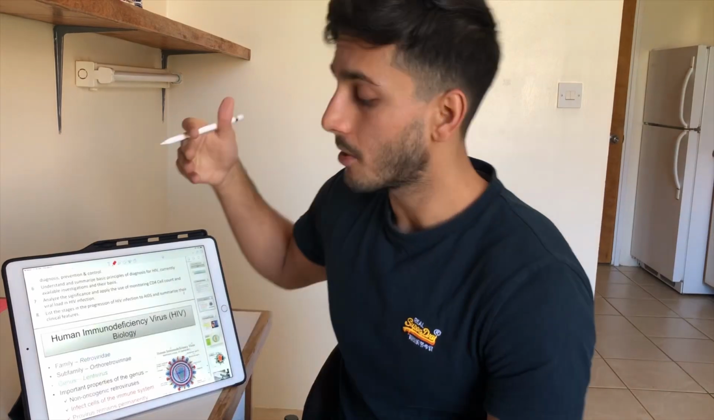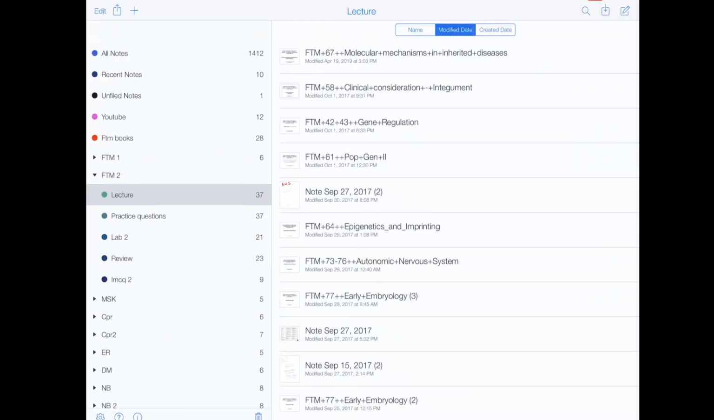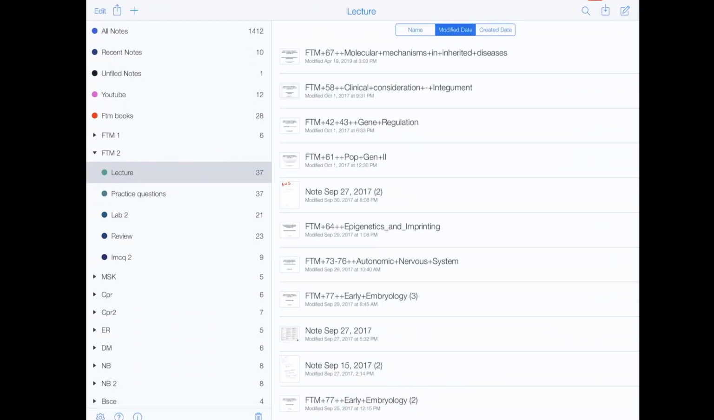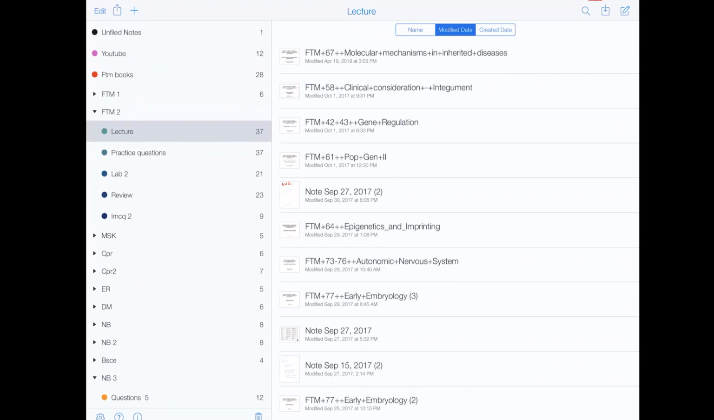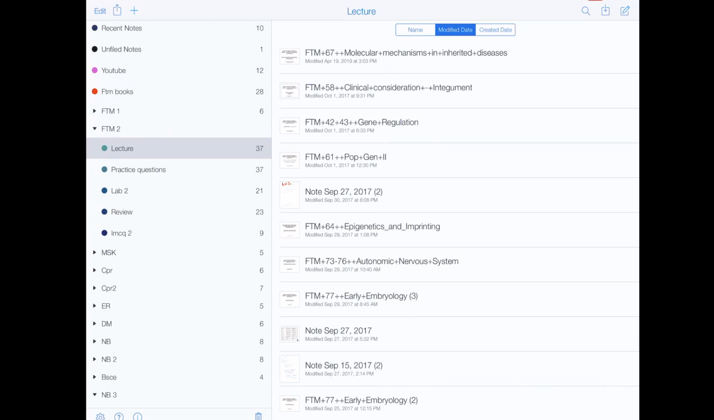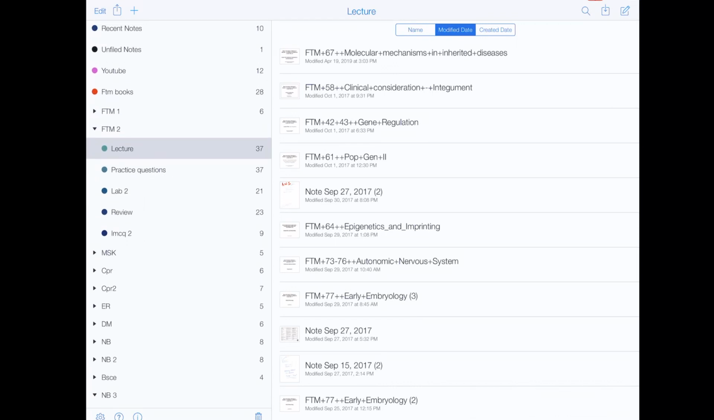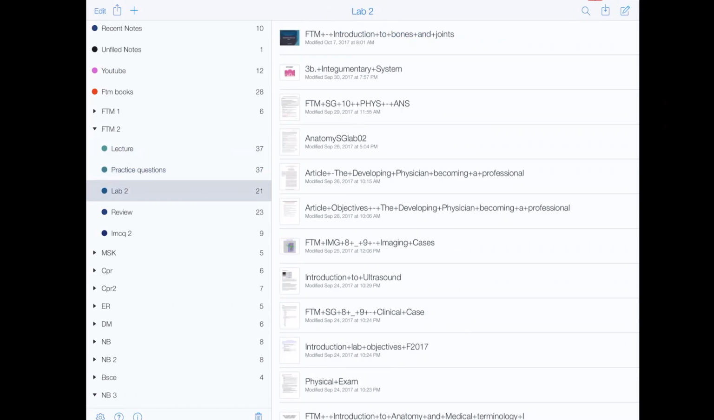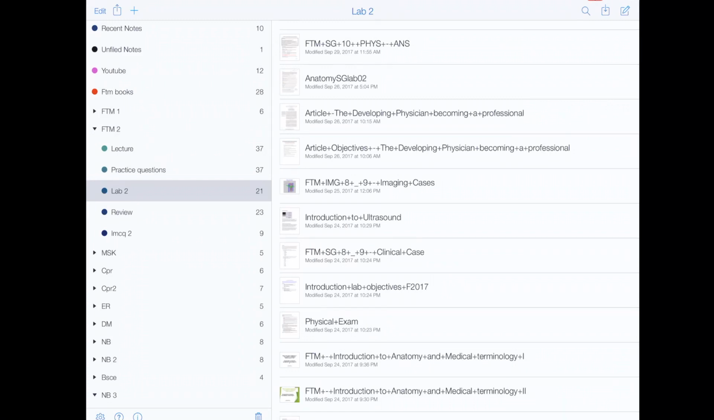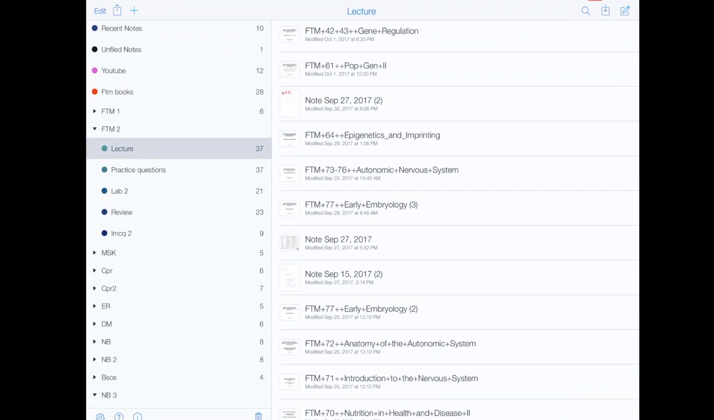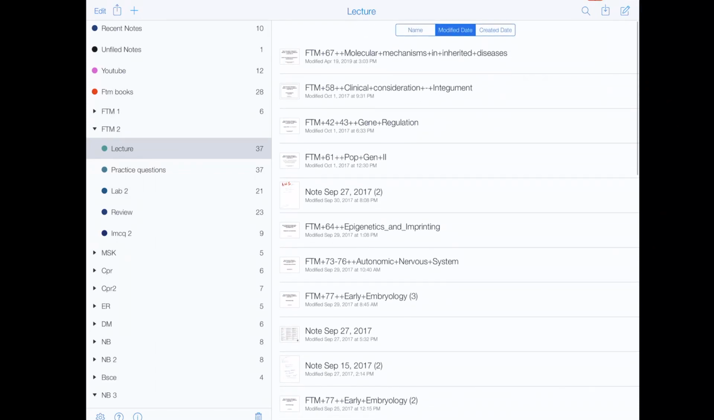Now I want to show you how you could actually take notes. So Notability is the app we were talking about. As you can see, to my left here is where you keep all your notes. Mine is organized by modules, so FTM1, FTM2, MSK, things like that. And within those modules, I could have multiple tabs. And there's lectures, practice questions, and labs, you see? So they're all here. It's a great way to keep all your notes organized, because you're gonna get thousands and thousands and thousands of PDFs over your time here. So this is a great way to get started with that.